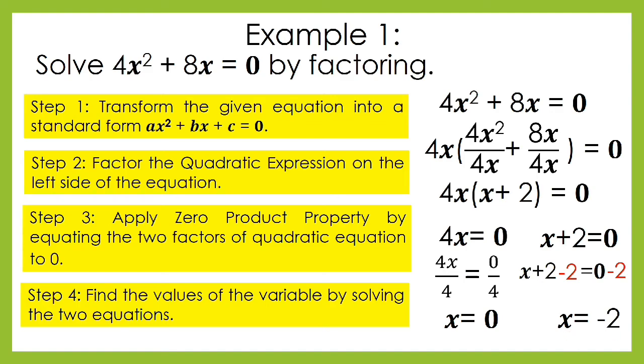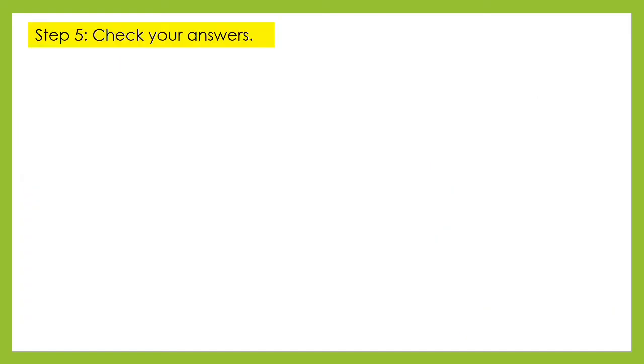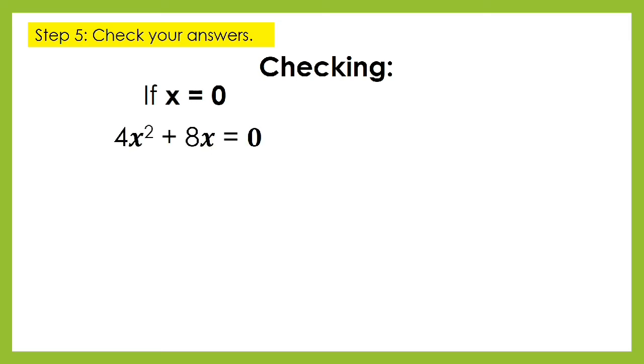Let us have step 5, check your answers. So this is the checking part. For the first factor, x equals 0, isa-substitute natin si 0 sa original equation. 4x squared plus 8x equals 0. We now have 4 times x is 0, so we have 0 squared, plus 8 times x, which is 0, kaya meron tayong times 0, equals 0.